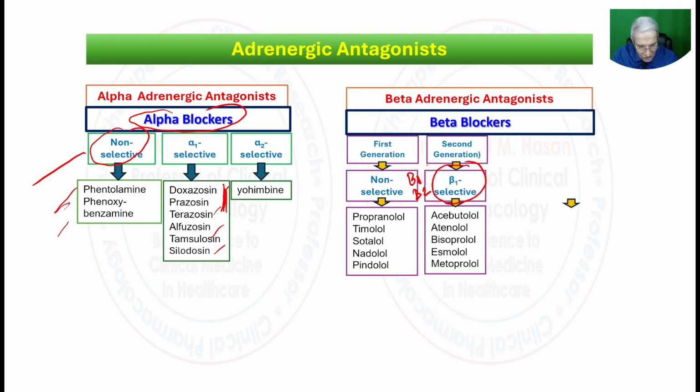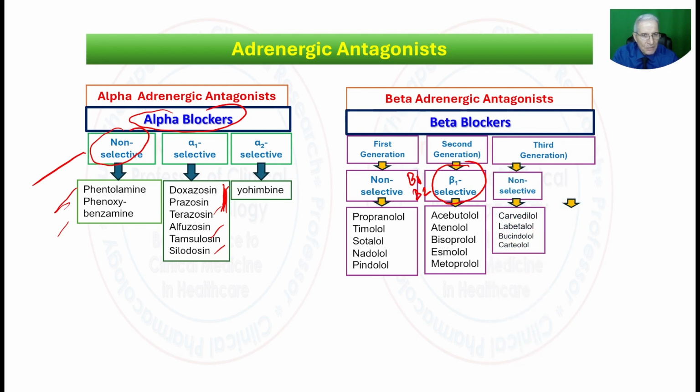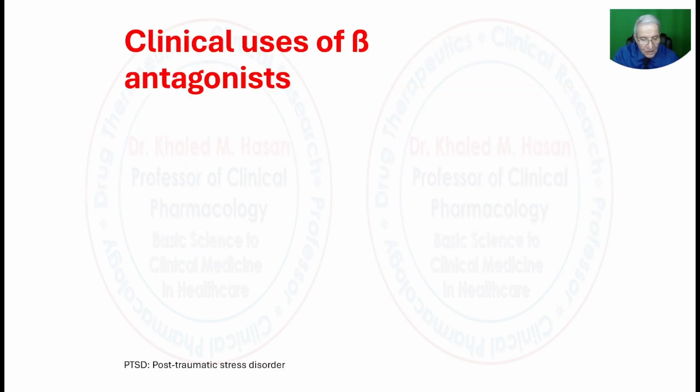For beta 1 selective, we have acebutolol, atenolol, bisoprolol, esmolol, and metoprolol. That is beta 1 selective, second generation. Then they developed the third generation beta blockers, which include non-selective and selective. We have carvedilol, labetalol, bucindolol, and carteolol as non-selective third generation. Speaking about beta 1 selective third generation, we have nebivolol and betaxolol.